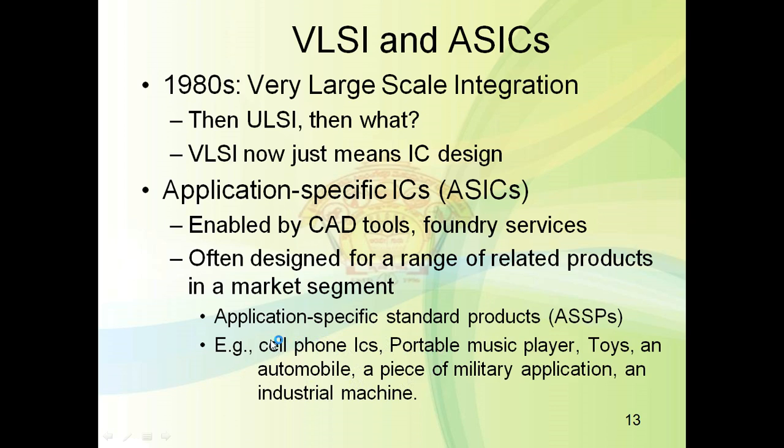So we can design an IC for cell phones, and this IC will not be used for military applications or automobile applications. An automobile IC will not be used in cell phone technology. Hence they are for a particular zone, or a particular market. These ICs are called application specific standard products. In short, it is also ASIC, but it is also called ASSPs, application specific standard products.